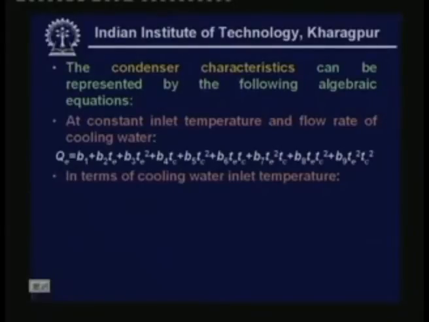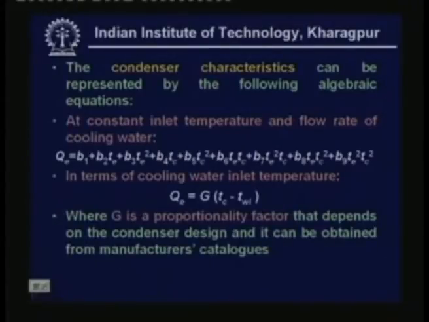And in terms of cooling water inlet temperature, you can also write QE is equal to G into (Tc minus Twi), where Tc is the condenser temperature, Twi is the water inlet temperature, and G is a proportionality factor. Its units are kilowatt per Kelvin or ton per Kelvin, and the value of G depends upon the condenser design, and it can be obtained from manufacturer's catalogs.